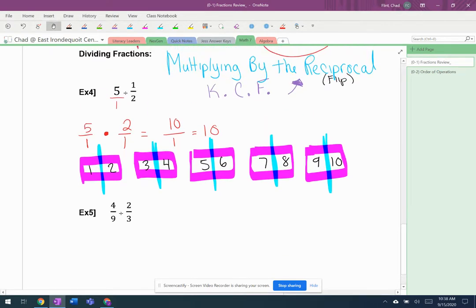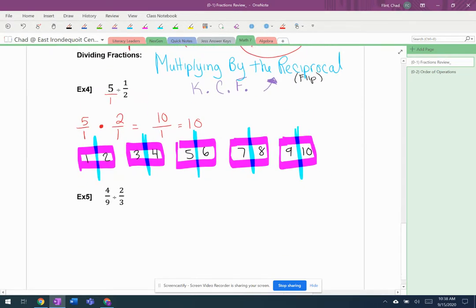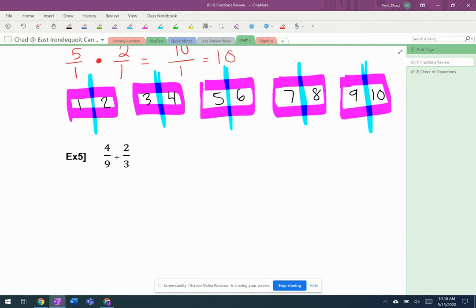Let's take a look at another example. So example 5 says 4/9 divided by 2/3. So I'm dividing, which means I need to be multiplying by the reciprocal. So multiplying by the reciprocal means that I keep that first fraction the same, 4/9. Division changes to multiplication. And we are going to start using that dot for multiplication instead of the x. So try and stay away from using that x. And I'm using the reciprocal of 2/3, or I'm flipping 2/3 to make that 3/2 instead.